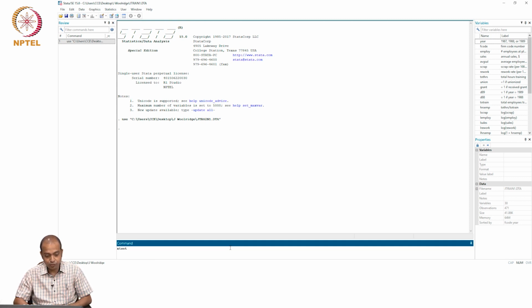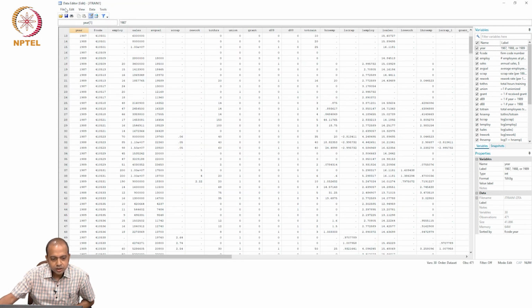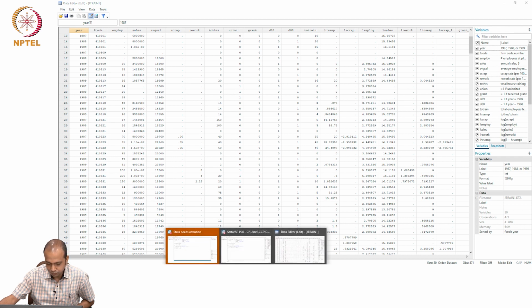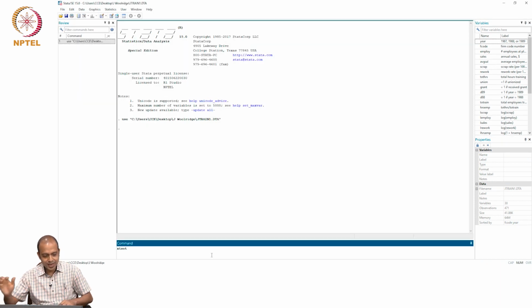XT set, this is the first command. X is for cross section, T is for time series. So, you have to specify what your cross sectional variable is and what your time series variable is. That command is given by xtset. Now, if you look at the data once again, your time variable is given by YEAR and your cross sectional variable is given by F code. So, here X is F code and T is YEAR. So, when I say xtset, you have to say F code and YEAR.